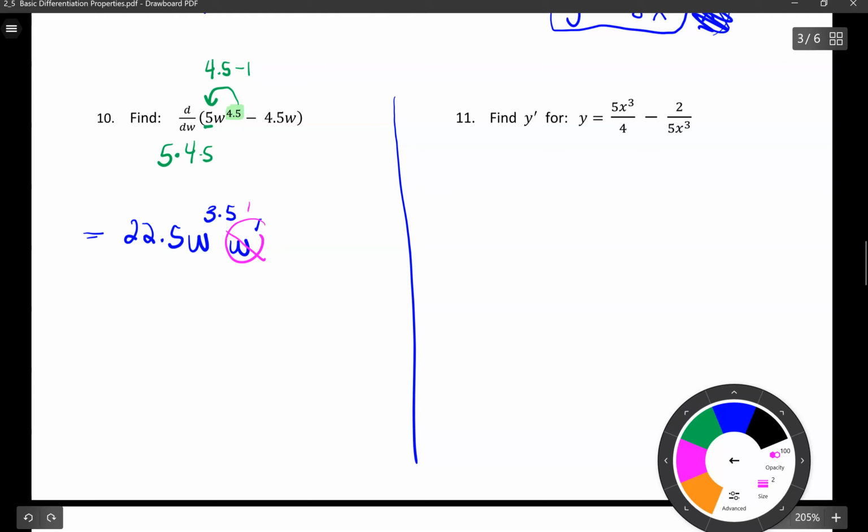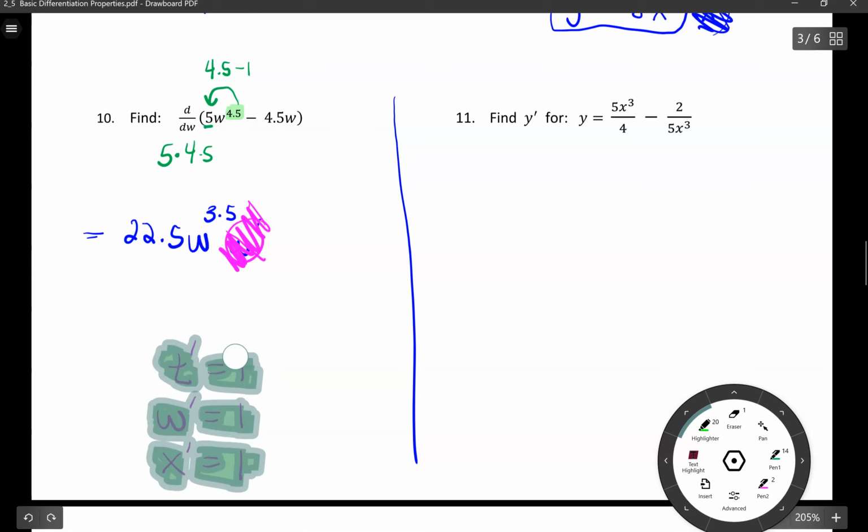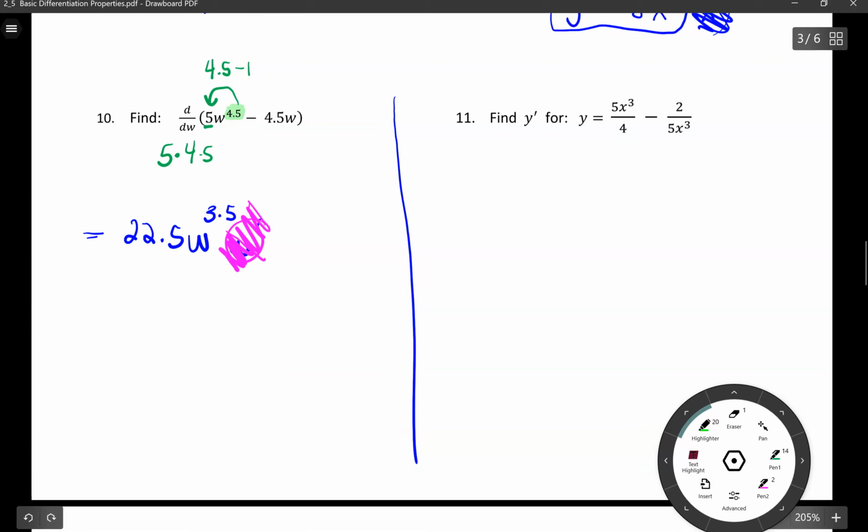But that's 1. Right? They just use a W instead of an X. But the derivative of a plain variable is just going to be 1. And so we don't need to put that there. So they could use a t for the variable, the derivative of t would still be 1. The derivative of w would still be 1. The derivative of x would still be 1. If it's a plain variable, no matter what variable they use, the derivative is going to be a 1. Okay. So don't get too used to seeing x's here.